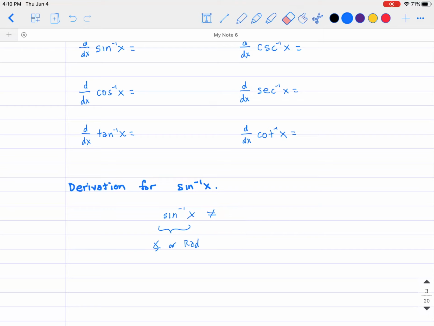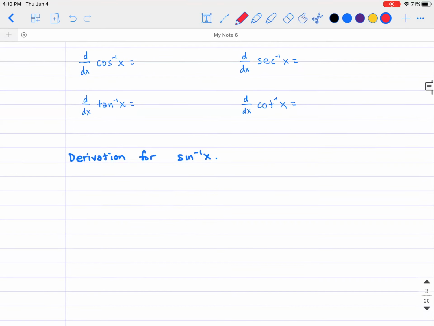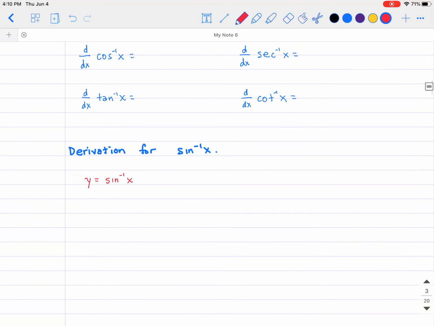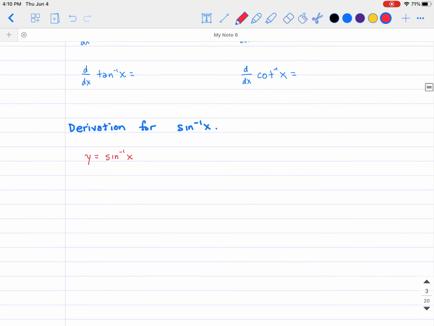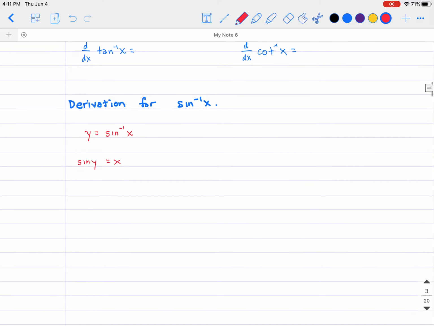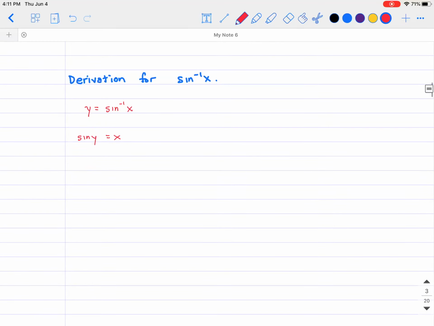Let me erase what we have over here so you can see how that works out. Let me use a bigger eraser. Okay, so here we go. First, I'm going to say y is equal to sine inverse of x, just so we introduce another variable so we can utilize implicit differentiation. First, I'll take the sine of both sides because I don't know what to do with the sine inverse. So we'll write it as sine of y is equal to x. And now we can use implicit differentiation to solve for the derivative.